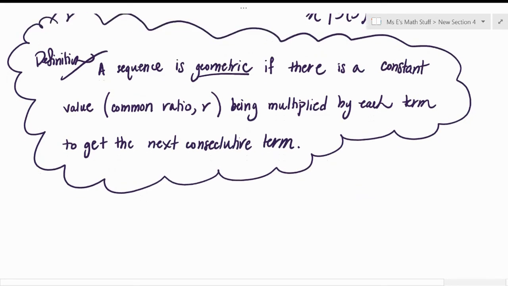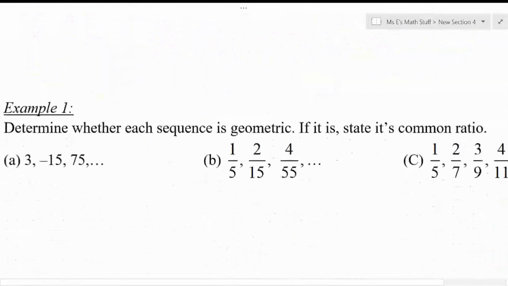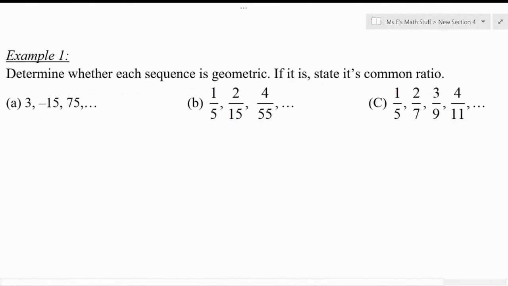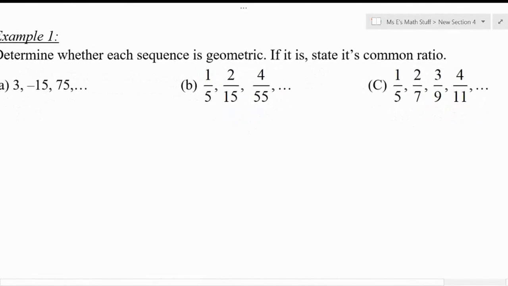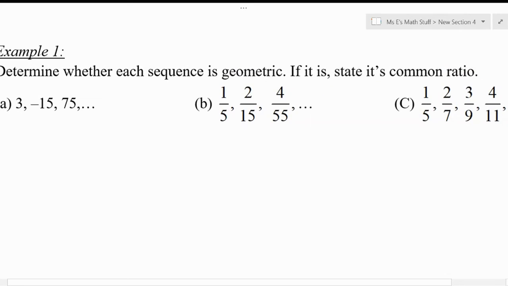Okay, so let's move to example 1 here. For example 1, it says determine whether each sequence is geometric. If it is, state its common ratio. Okay, so see how it goes. Check in with me in the next video.